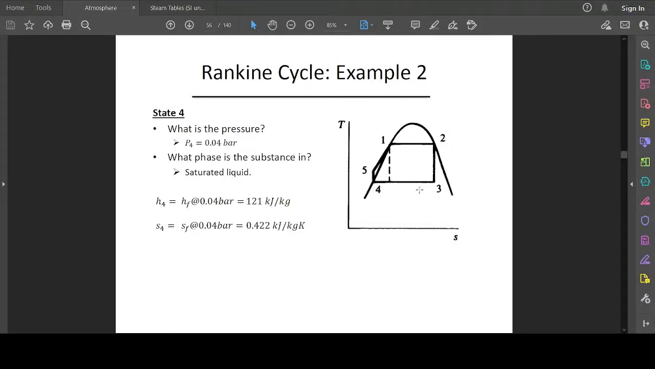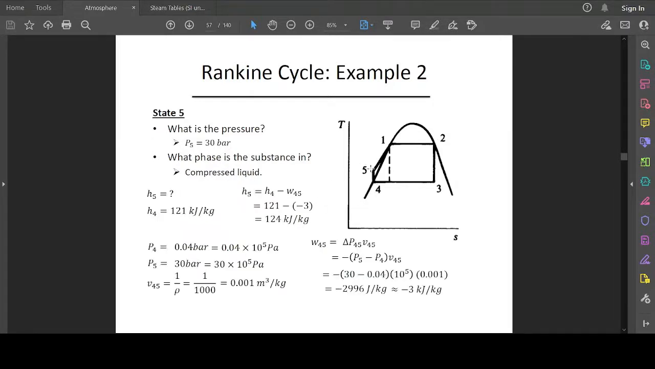So we know that the mixture of liquid and vapor here has been fully condensed. So what we have at stage 4 is saturated liquid. So we go back to the steam table again to find the corresponding values for the enthalpy and the entropy at this particular pressure, which is 0.04 bar.